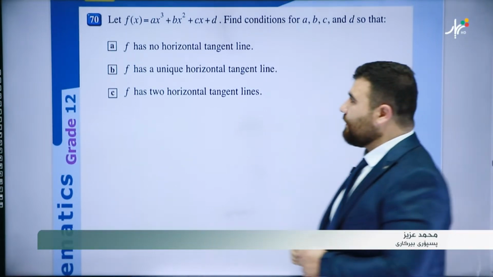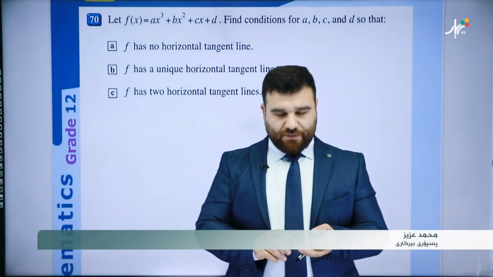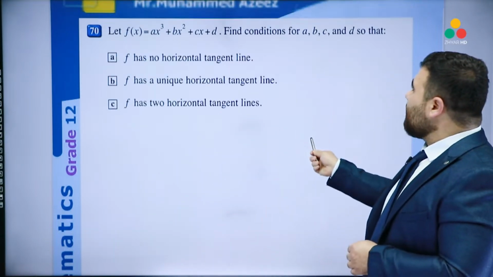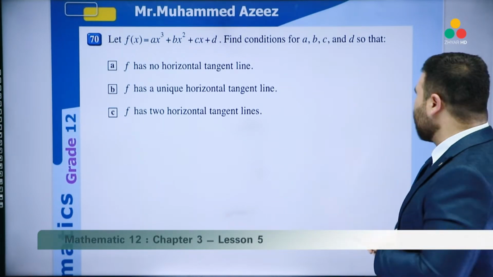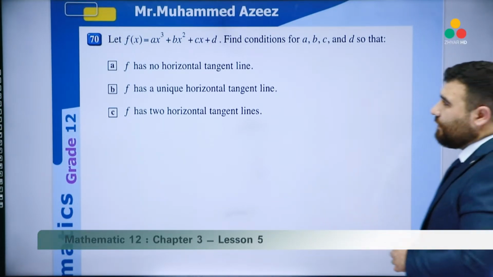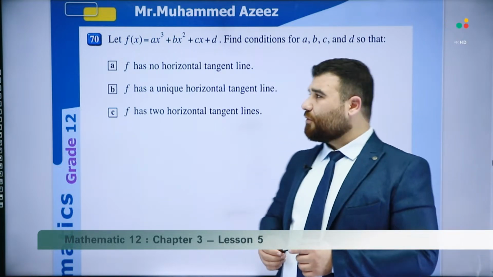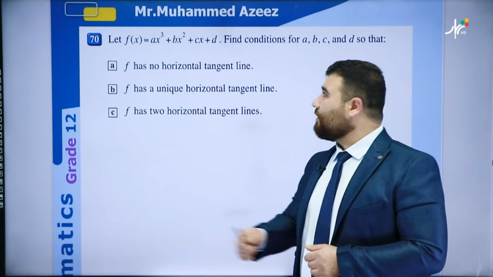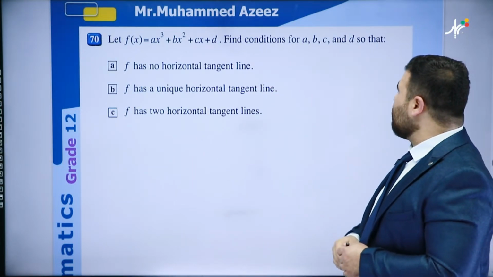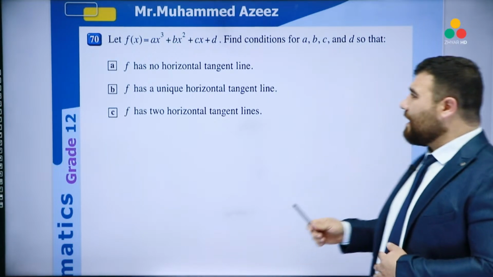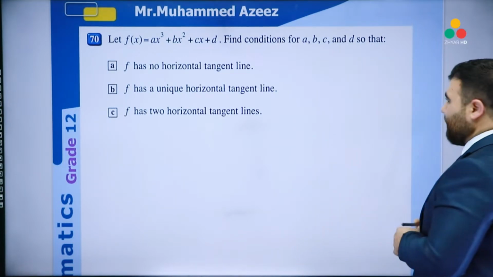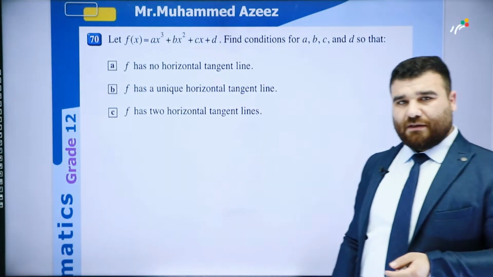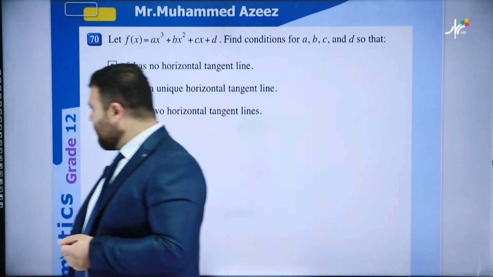A very good question here. Many students get confused when they see A, B, C, K, H, Q, unknown terms in the equations. But the way we are dealing with them is not that complicated. Look at here. Let f of x be equal to ax power 3 plus bx power 2 plus cx plus d. Find conditions on A, B, C so that f has no horizontal tangent line. Where does a function have a horizontal tangent line?